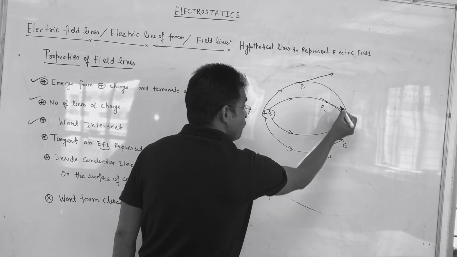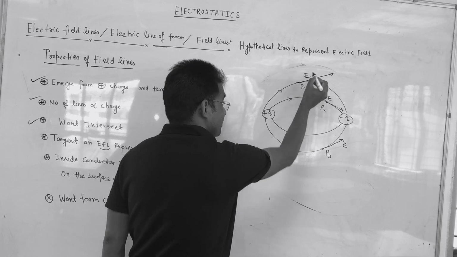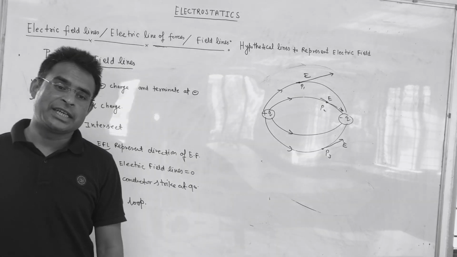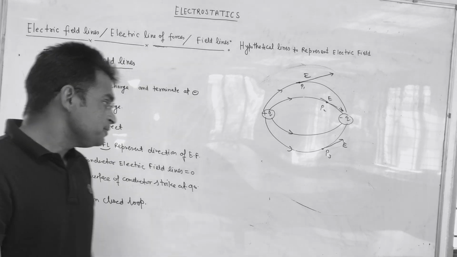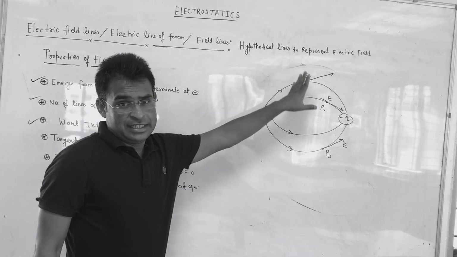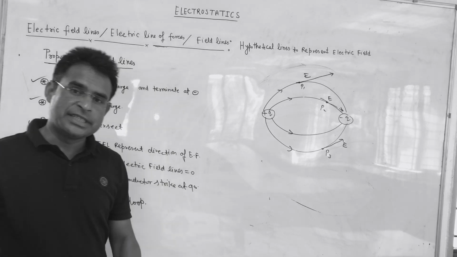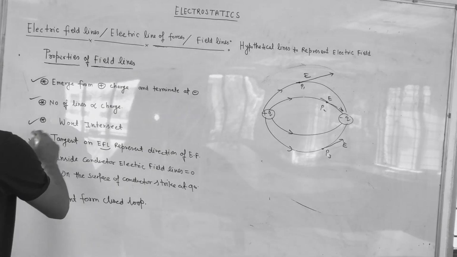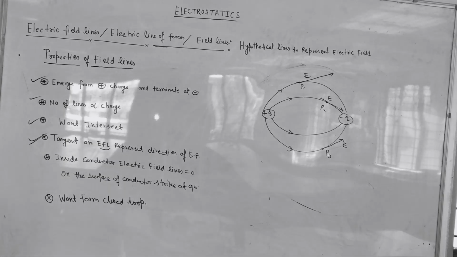It means at any point, if electric field lines are given and I ask what's the direction of electric field, you just have to draw a tangent. The tangent at that point itself represents the direction of the electric field. So this one is the fourth property.